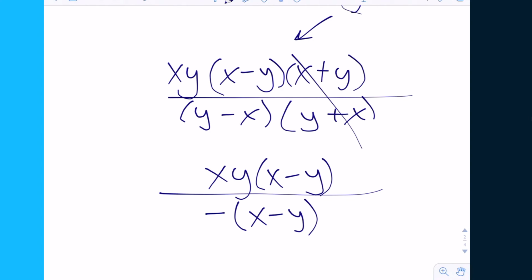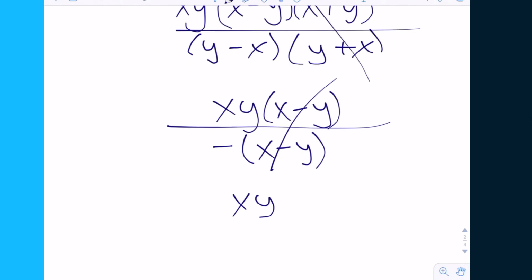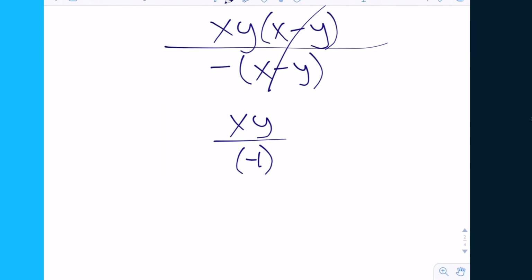Now, how do we know if that's correct? We mentally redistribute. Negative times positive x is negative x. Negative times negative y is positive y. I like it. Now what's happening with your x minus y's? No, they don't cancel. They divide out. I'll forgive you for that because you were the one that came up with the idea for taking out a negative 1. Now, xy divided by negative 1. Can we rewrite that? Yeah, that's negative xy. And there it is. You're done.